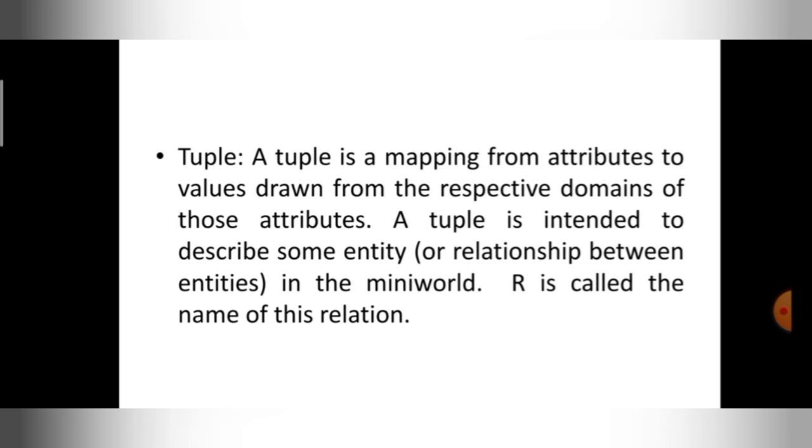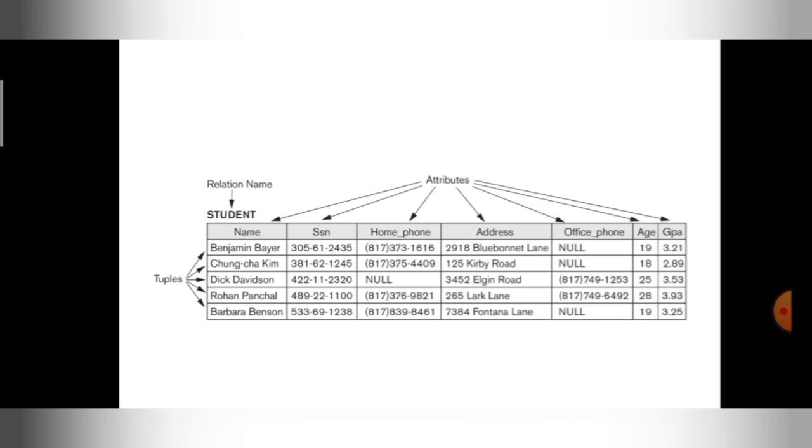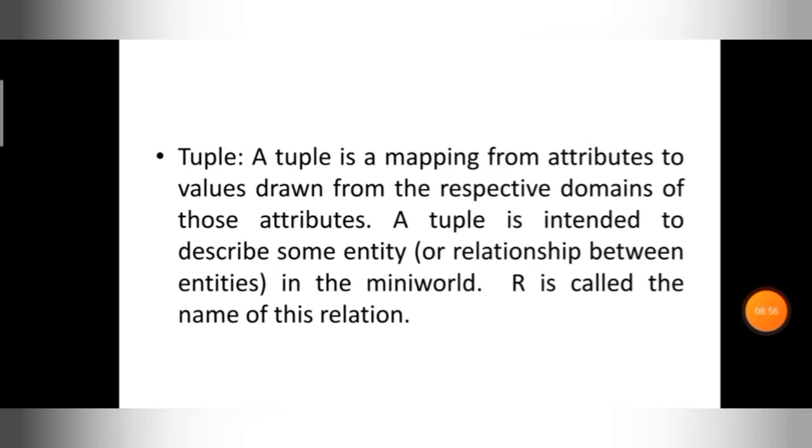Next, tuple. So tuple is a mapping from attributes to values. It is a mapping between attributes and values. See, if you take one row, you can see each attribute is mapped to a particular value. Hope you are getting, guys.